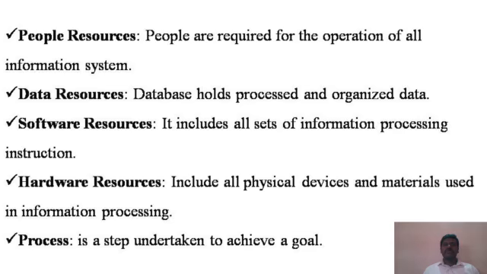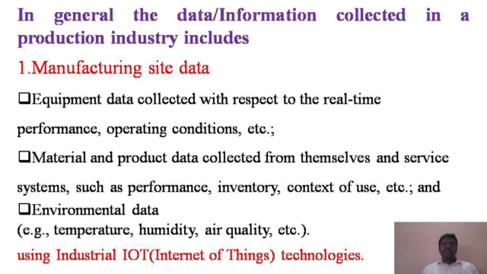So in general, in a production industry, what are the few types of data or information collected by a management information system to guide or assist the management for its efficient decision making? Usually, the site data: equipment data collected with respect to the real-time performance and operating conditions of equipment; material and product data collected from themselves and service systems, such as performance, inventory levels, context of use, etc.; and environmental data, such as temperature, humidity, and air quality, etc.